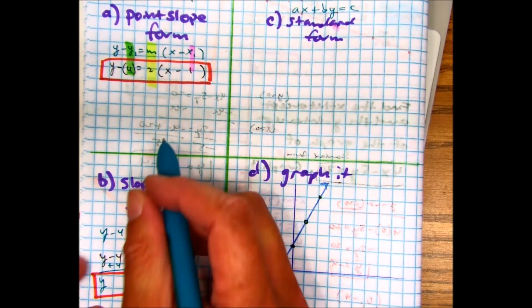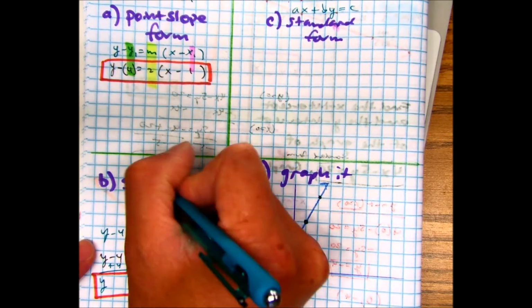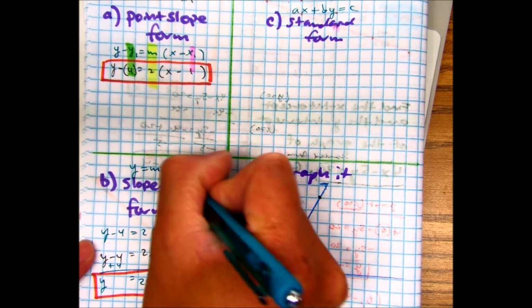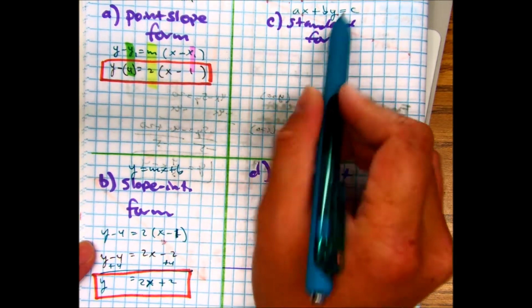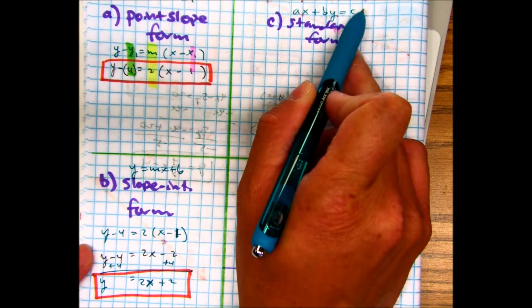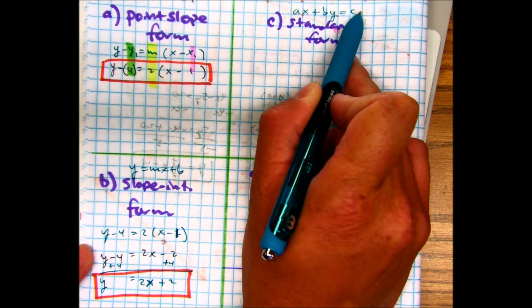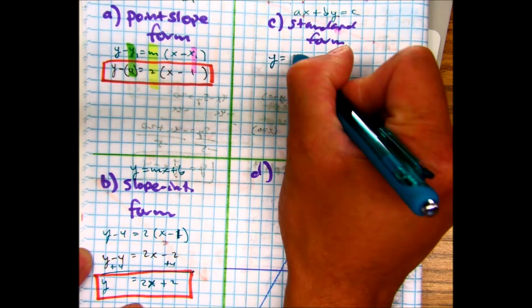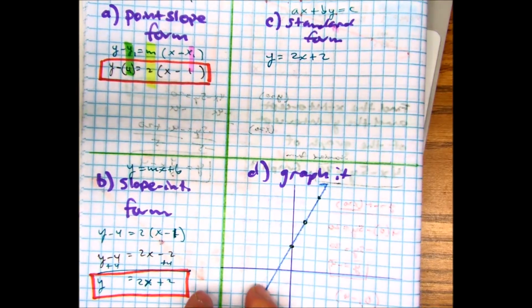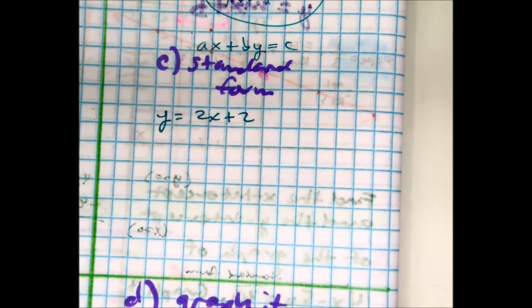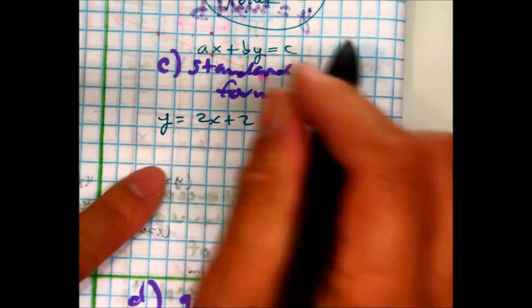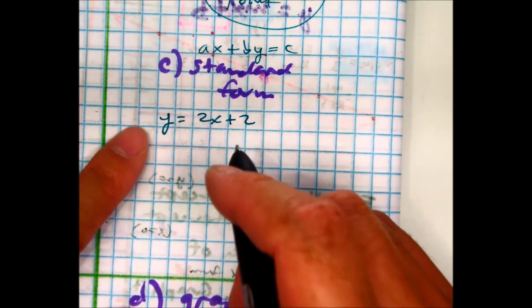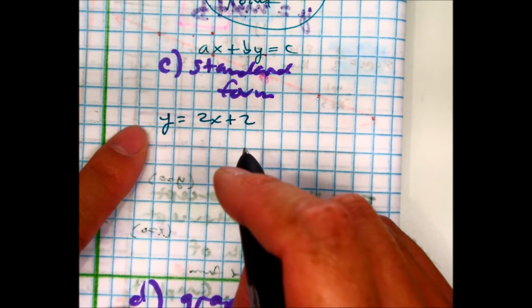Let's rewrite it. So slope-intercept form is y by itself. Standard form is x and y on one side. The c, or the constant, the number, is on the other side. Let's write what we just got down here. John, what do you think we should do? Okay, what did we write in our notes about standard form?